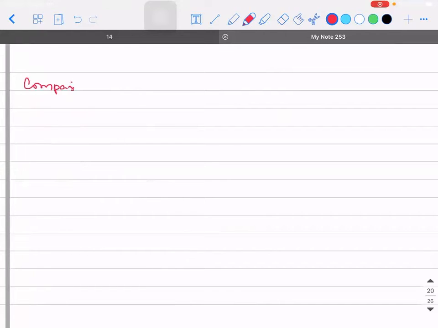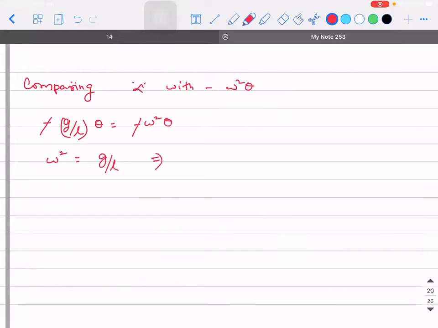Comparing alpha with minus omega square theta, we get minus G by L into theta is equal to minus omega square theta. Correct? Minus minus are gone, theta is gone. So omega square will be equal to G by L, which implies omega is equal to root of G by L. From this we can write, what is omega, guys? 2 pi by T is equal to root of G by L.